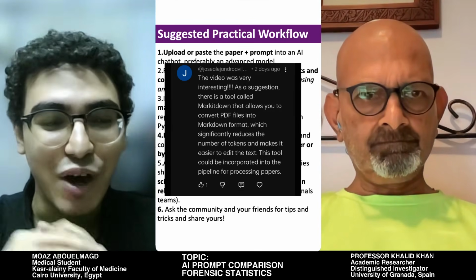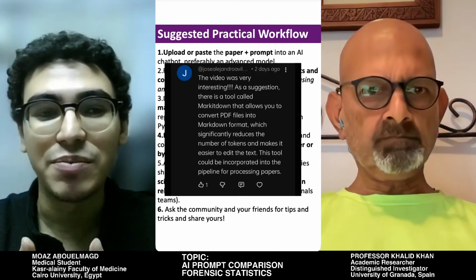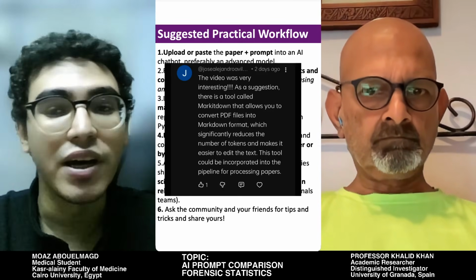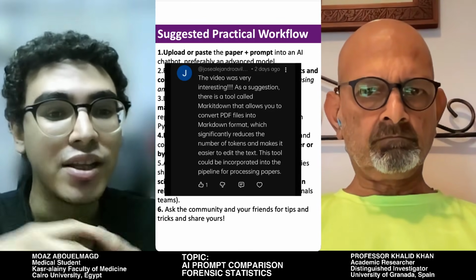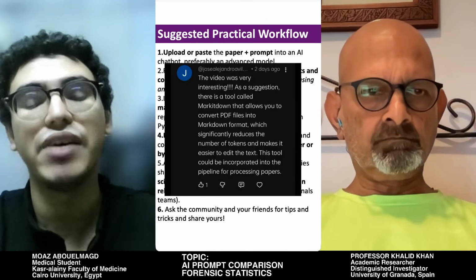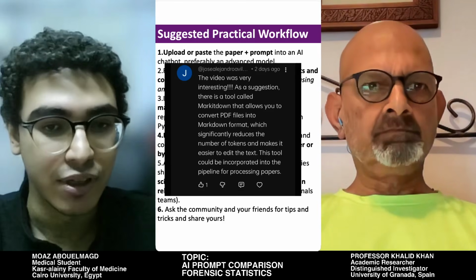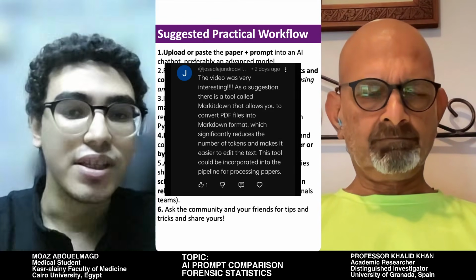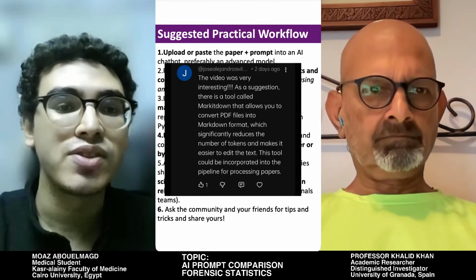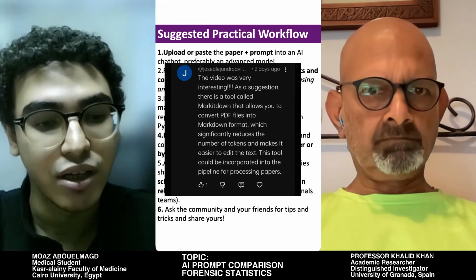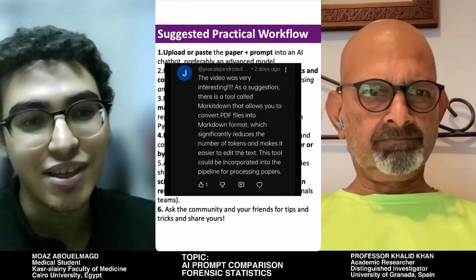Yeah, the final step of our workflow is that you should develop yourself and your tools continuously. This could be achieved not only by yourself, but through your community, your friends and your colleagues. And comments like this one explain to us that you can convert a complicated PDF to a simpler form using a tool called Markdown. This is a tool that allows you to convert PDF files into a Markdown format, which is easier for AI to digest and use. So we wouldn't know this tool without this comment.